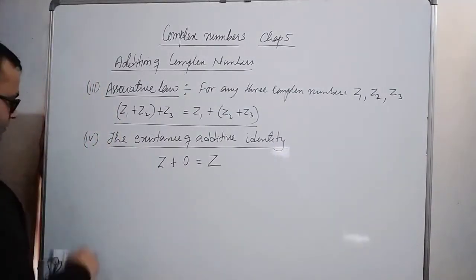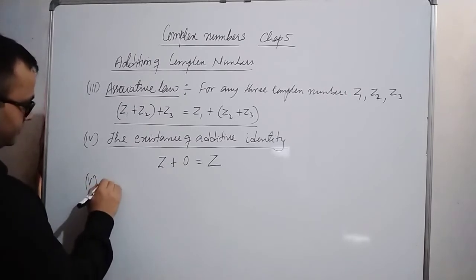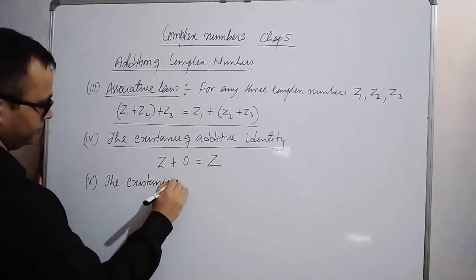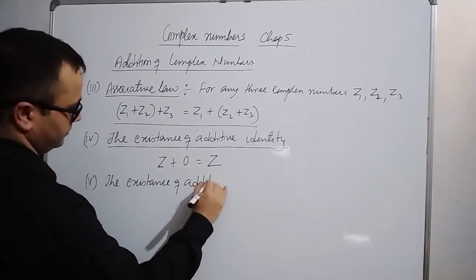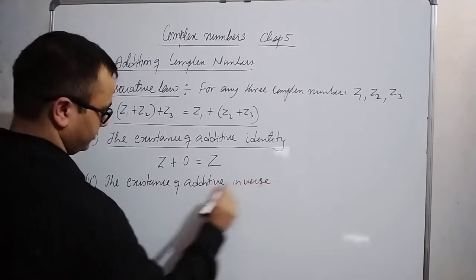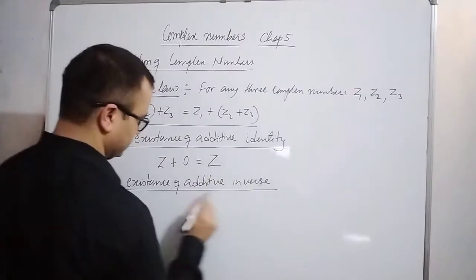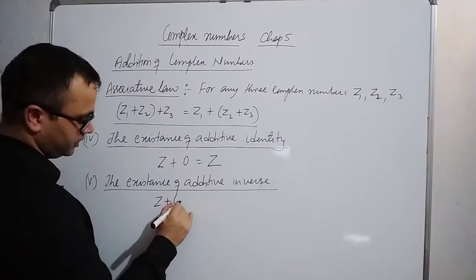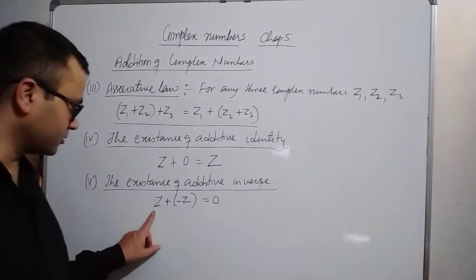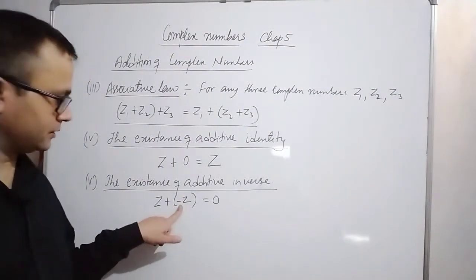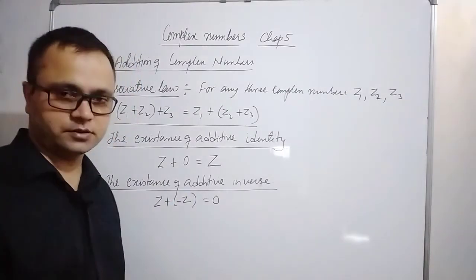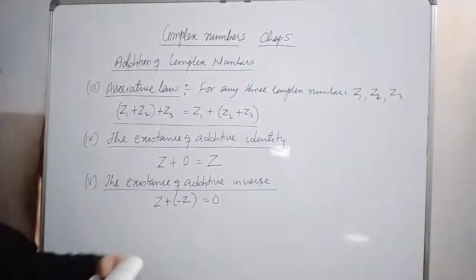Then last is number 5, the existence of additive inverse. It means a complex number added with the negative complex number gives 0. So Z added with negative of Z gives 0. This is additive inverse.